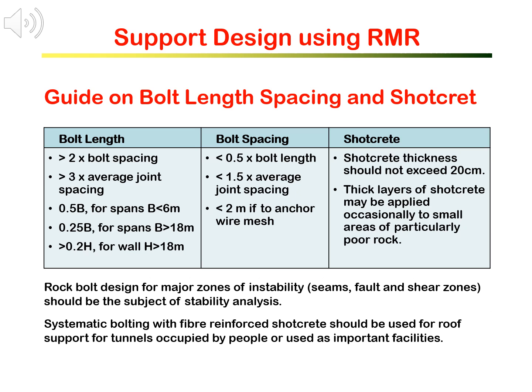The explanatory and the supplementary notes did not mention bolt lengths. Recommendations on bolt lengths and spacing are summarized in the table here. The minimum bolt length is recommended to be the greatest of the following: twice the bolt spacing, or 3 times the average joint spacing for critical rock bolts, or 0.5 B for span less than 6 meters, and 0.25 B for span greater than 80 meters.